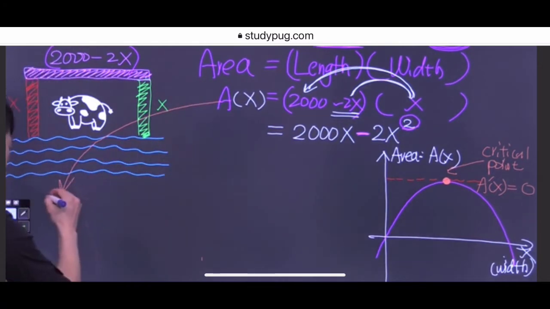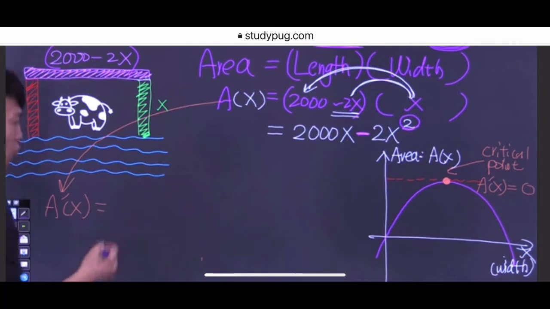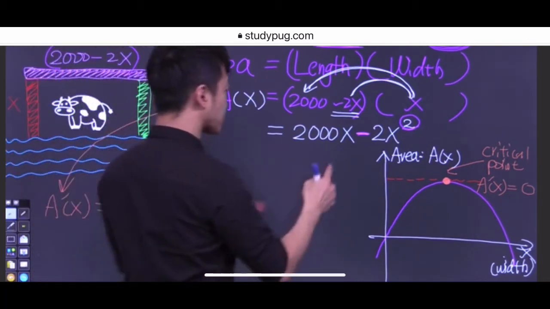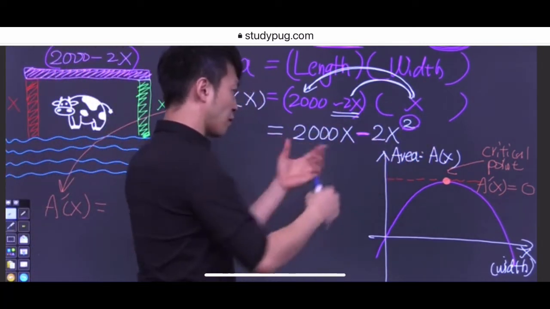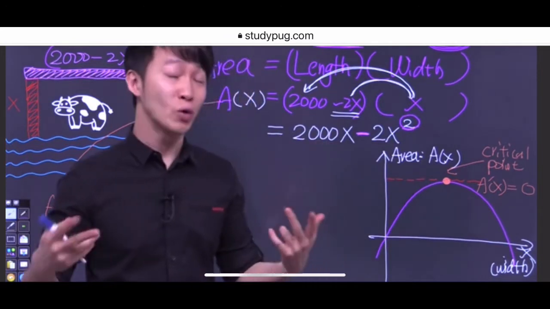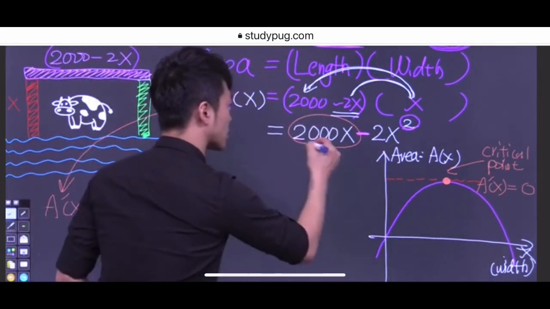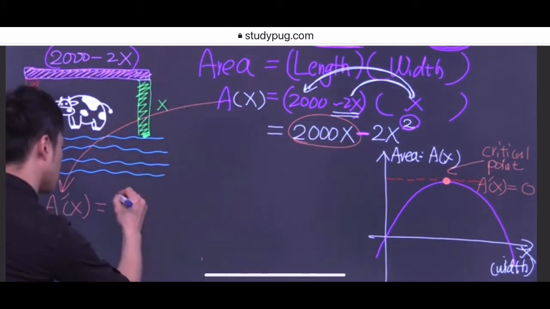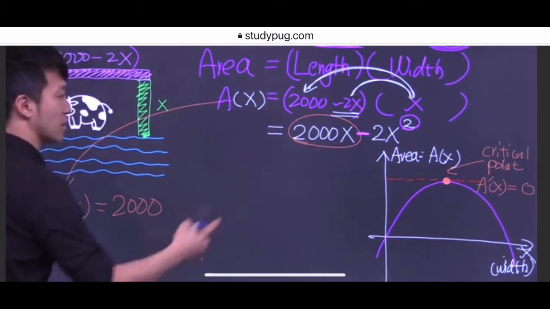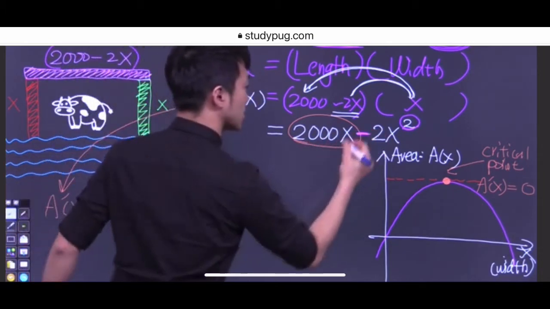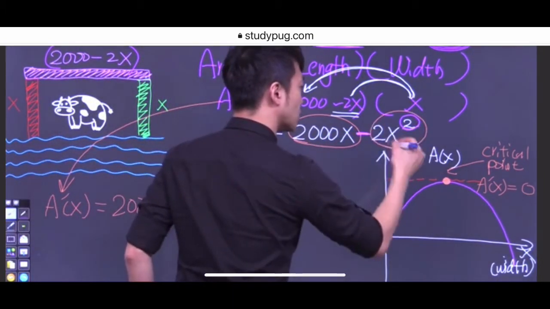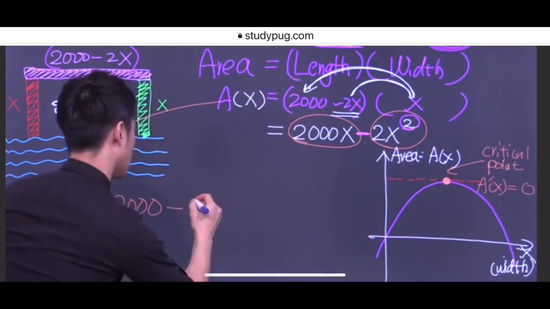So the derivative of the area function A prime of x is then equal to... now, to take the derivative of this polynomial, we can simply apply the power rule, right? So the derivative of the first term, 2000x, is just 2000. And then minus, now the derivative of the second term, 2x squared, is 4x.